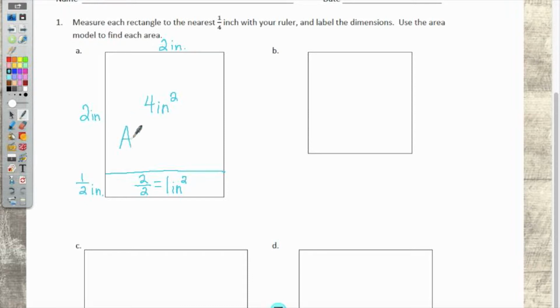Yes. I'm going to put area equals right here because I don't need the room. So what is 4 plus 1? 5. So my area is 5 inches squared, or 5 square inches, okay? That's how we'll be solving them. I don't think they're all going to be quite that easy. All right, so go ahead and start measuring B. It kind of looks like a square, doesn't it? Okay.